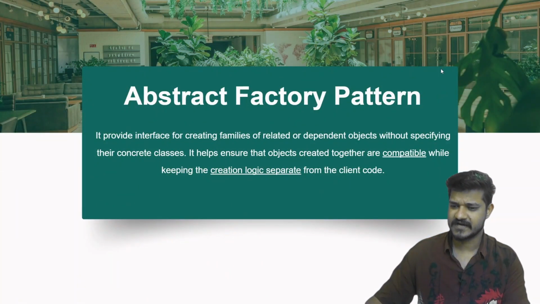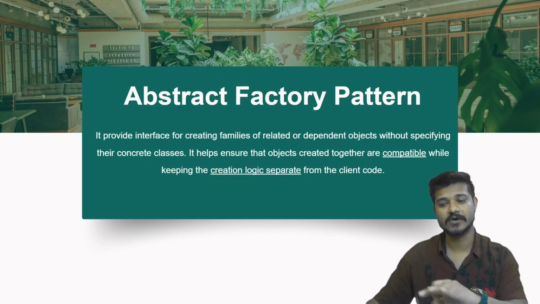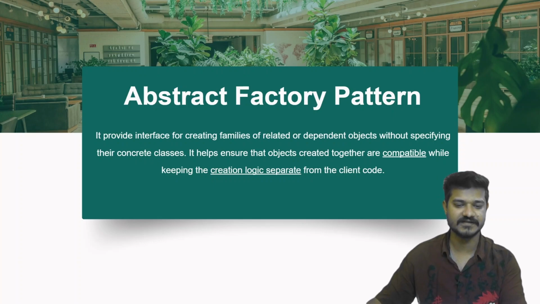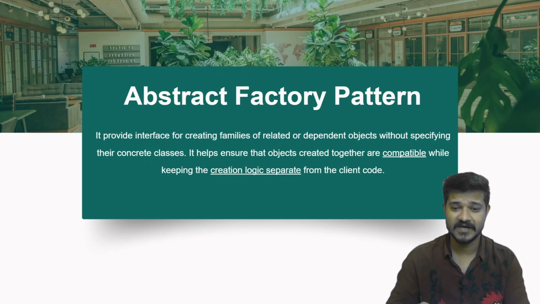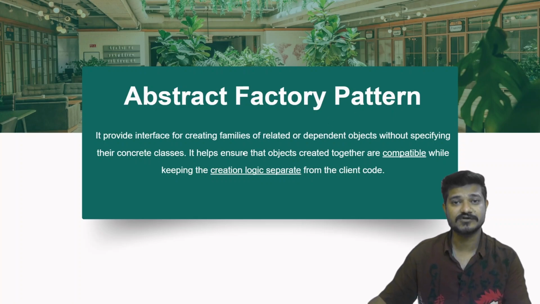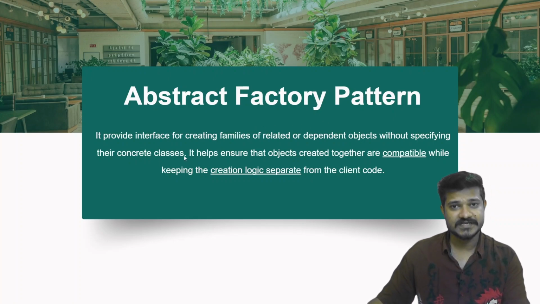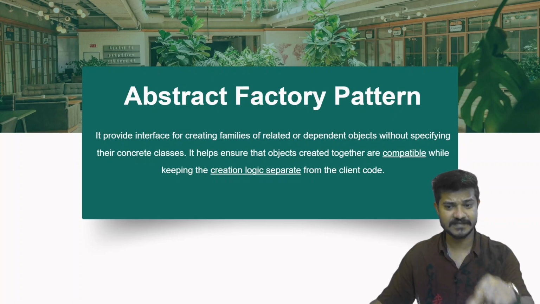right? So abstract factory provides an interface for creating families of related or dependent objects without specifying their concrete classes. So both of these design patterns, factory method and abstract factory pattern, both of these provide an interface for creating object without specifying their concrete classes. Remember? So both of these do the same thing. In abstract factory, you initialize families of related objects. This is very important. I'll explain this with an example.